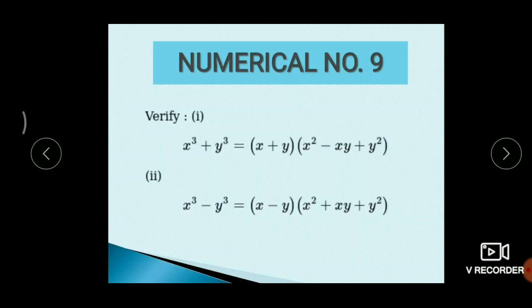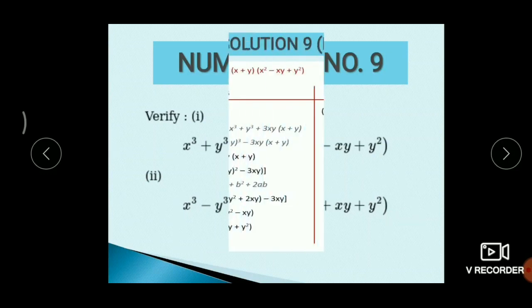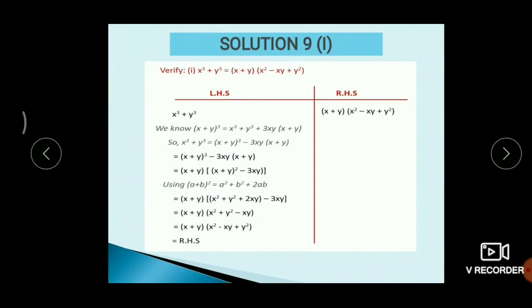This is numerical number 9. You have to verify x cube plus y cube is equal to x plus y multiplied by x square minus xy plus y square, and similarly with a negative sign in the second part. And these are identities themselves, so you have to learn them also. Okay, we'll see how to prove them.